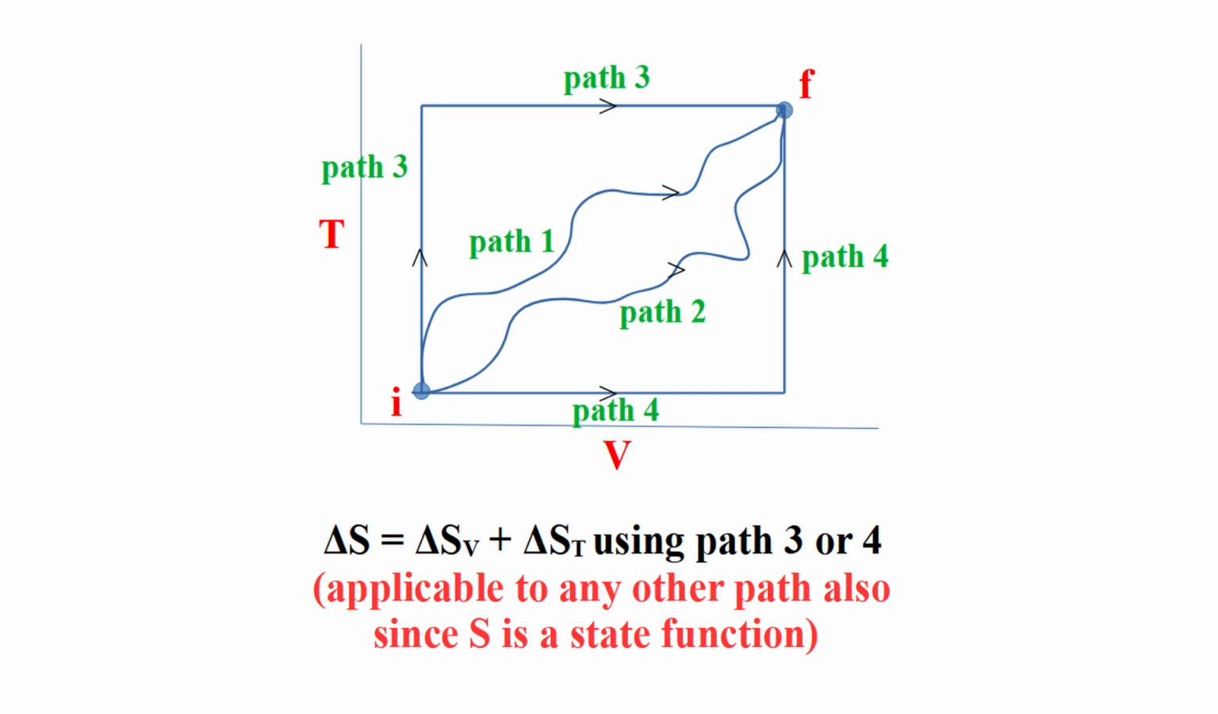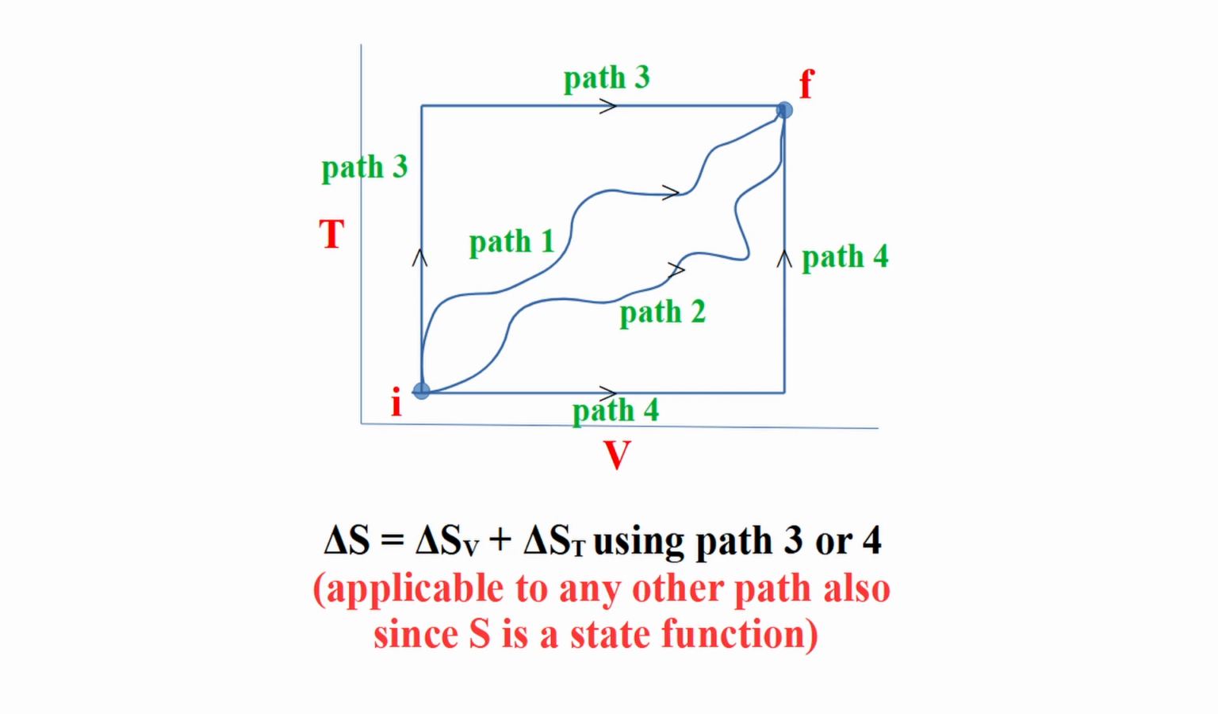On the other hand, in path 4, V is first changed from Vi to Vf at constant Ti, for which delta St can be calculated, and then T is changed from Ti to Tf at constant Vf, for which we can calculate delta Sv.